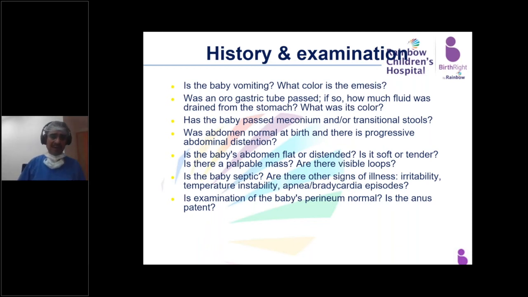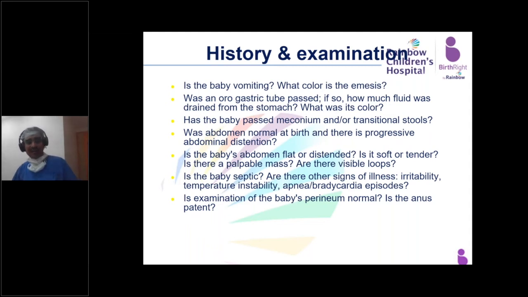Was the abdomen normal at birth, with progressive abdominal distension? Very important history. Remember, a newborn with intestinal obstruction will never have distension of the abdomen at the time of birth. After birth, when the child cries, air will enter the abdominal cavity, and that air will lead to progressive abdominal distension in the neonate. This is a very important history by which we predict whether there is an obstruction or not.